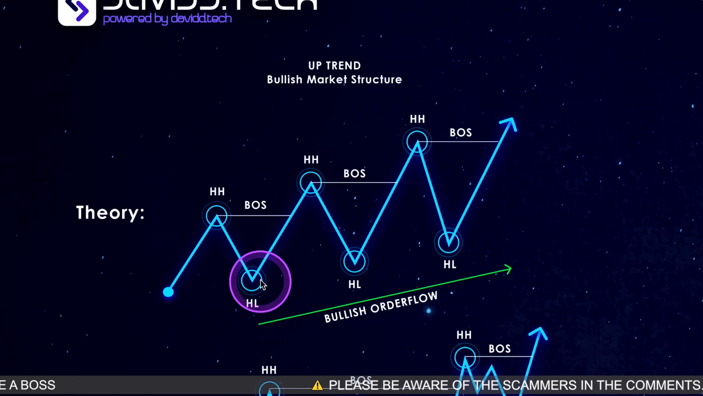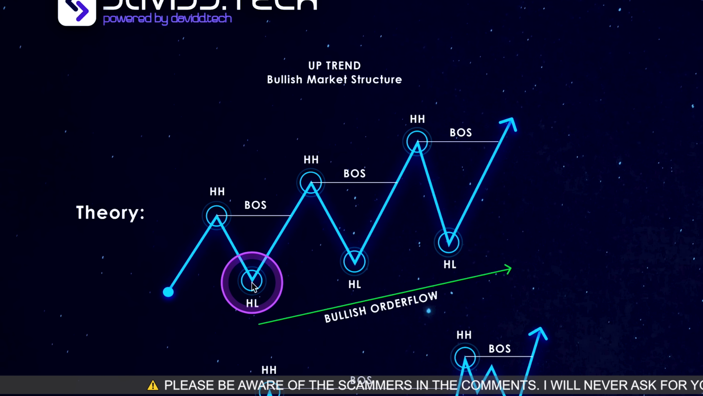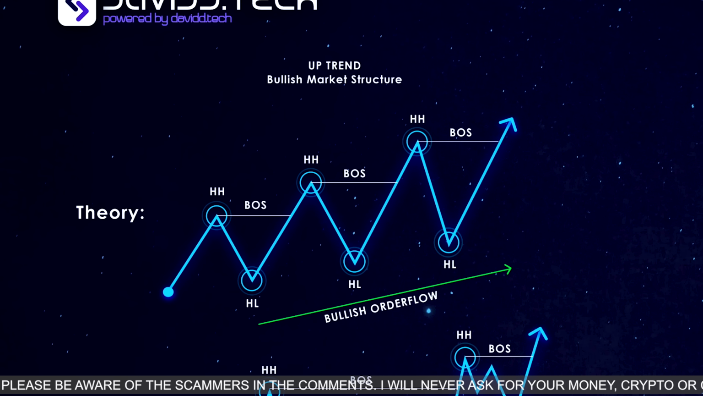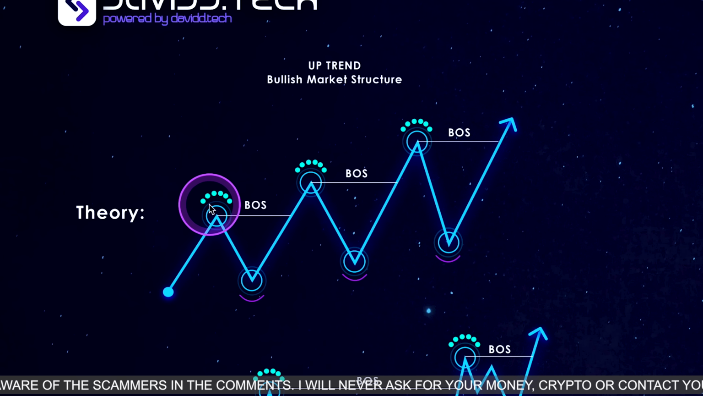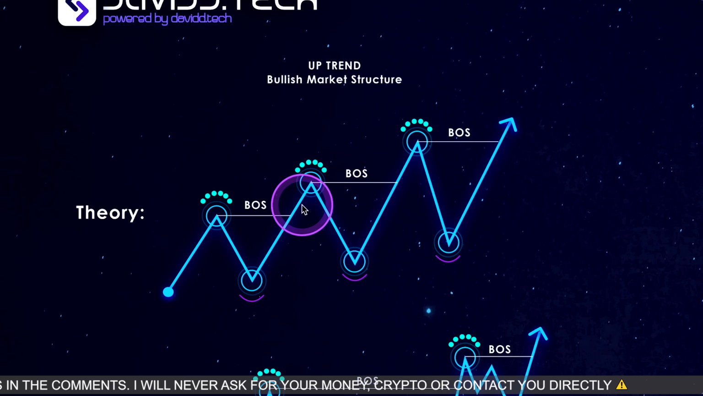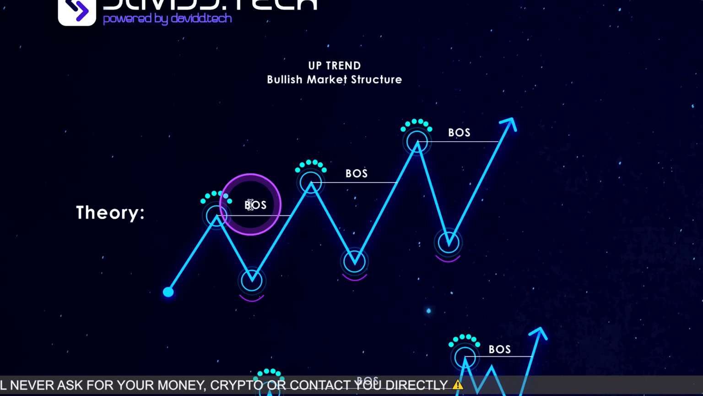We are creating higher lows and higher highs. These higher lows are pushing and breaking our weak highs, as you can see here. So technically speaking, these highs are weak highs that the lows are pushing through, breaking the previous high. This is creating a BOS, a break of structure.